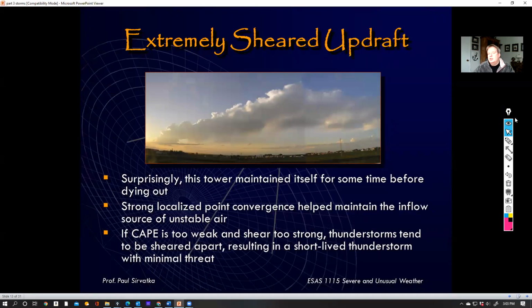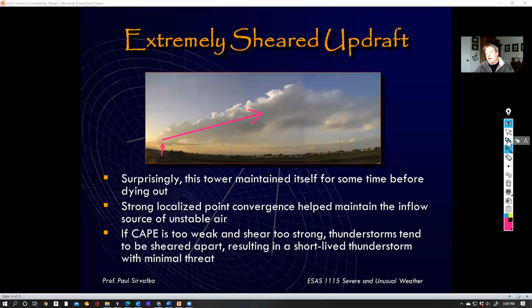Now, sometimes shear is so much that we tilt the storm so badly over, it's hard to maintain inflow into the updraft. So there's times where the CAPE, or the convective available potential energy, which is really the amount of instability, is weak, the shear is too strong. It's not balanced. And we talk about that balance with the Bulk-Richardson number. That's going to be something we discuss quite often. So in that case, sometimes the thunderstorms can't live very long.